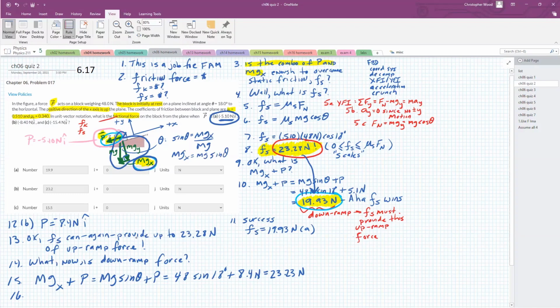Okay, so I have this much downward force. So the question is, can the static friction force scale to meet or to offset this 23.23 newton down ramp force?